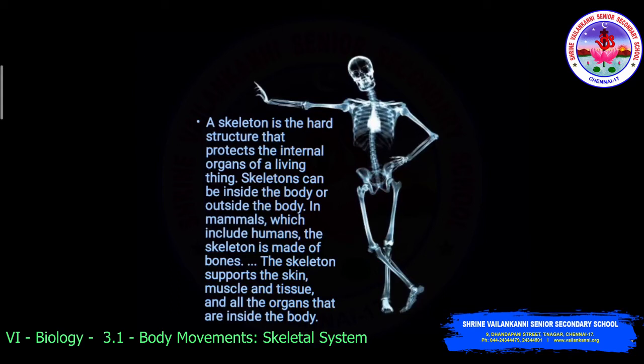A skeleton is the hard structure that protects the internal organs of a living thing. Skeletons can be inside the body or outside the body. In mammals, which include humans, the skeleton is made up of bones. The skeleton supports the skin, muscles, tissue and all the organs inside the body. The bone mass in the skeleton reaches maximum density around age 21.